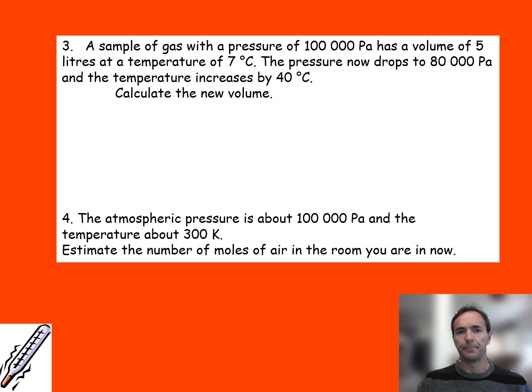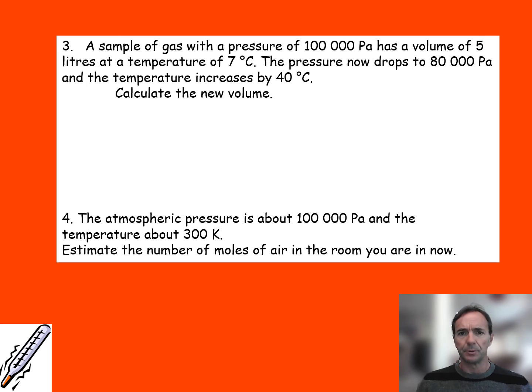Right, next one. A sample of gas at a pressure of 100,000 pascals has a volume of 5 litres. Litres? What's going on? I thought it was in meters cubed. But wait, this is why it's useful. And a temperature of 7 C. See what they're doing there? The pressure now drops to 80,000 pascals and the temperature increases by 40 C. It increases by 40 C. Remember, Celsius and Kelvin are the same size. Calculate the new volume.